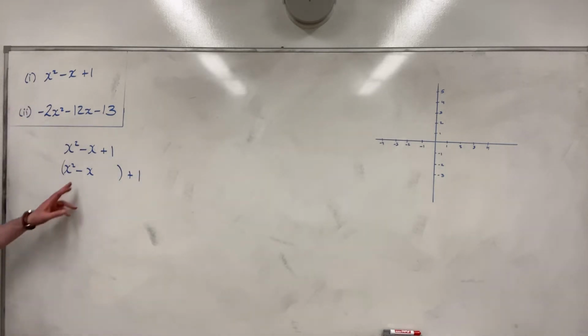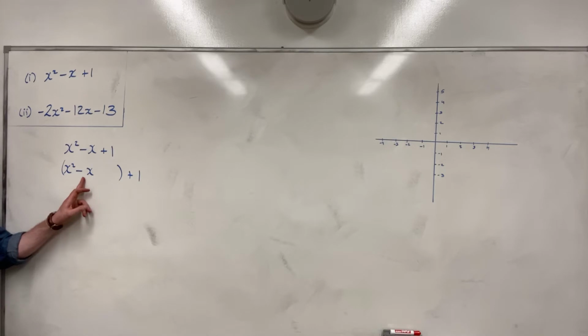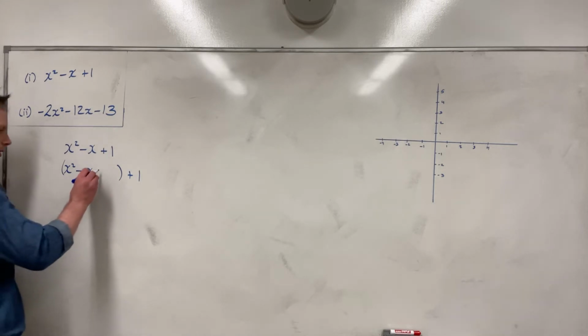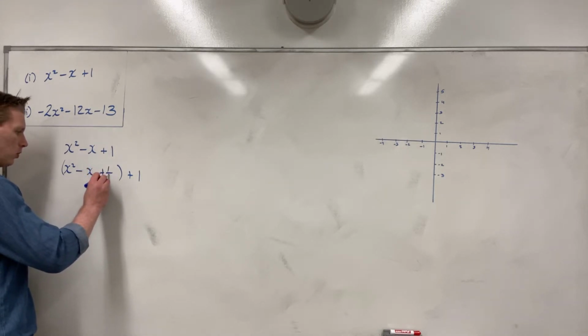I'm going to look at the coefficient on my x term. In this case, it's minus 1. I'm going to take half of that. Half of minus 1 is negative 1/2. Square it and add it on. Well, negative 1/2 squared is a quarter. And so I add on here plus 1/4.